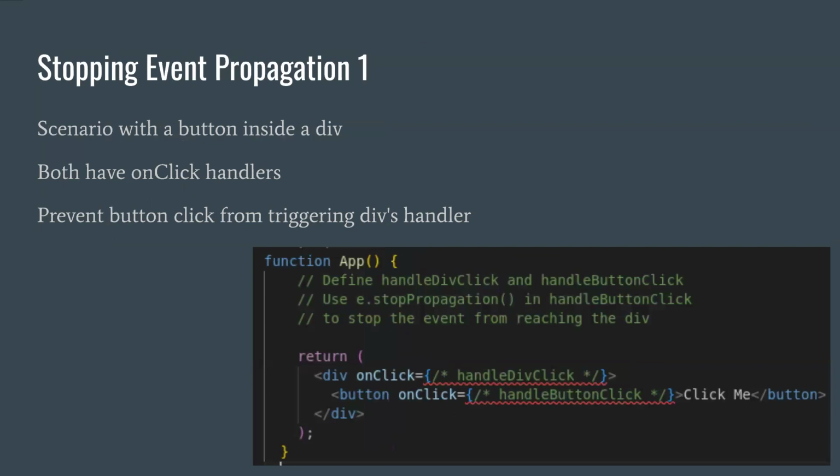So, stopping event propagation. Let's consider a scenario where you have a button inside a div and both have onClick event handlers attached. Normally, clicking the button would trigger both handlers due to event propagation, and your task is to modify the button's click handler to stop the event from propagating to the div.